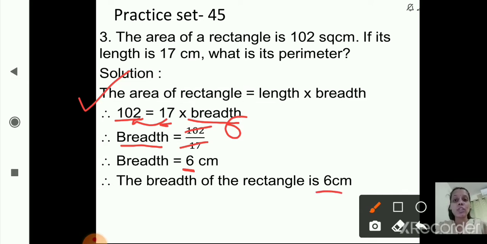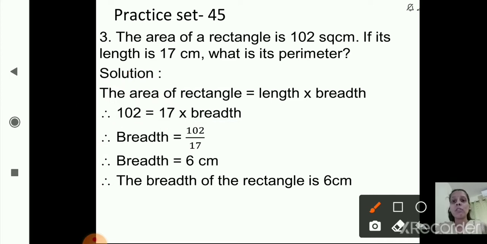But in the question they asked to find perimeter. So we know the formula to find out perimeter of a rectangle, right? So we will use the formula to find out perimeter. I hope we are clear till here. Once again we will see all the steps. In the question, the length of a rectangle is given and its area is given. So first we will find out breadth of a rectangle.